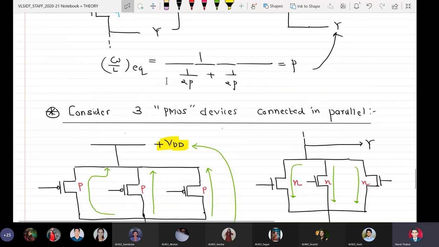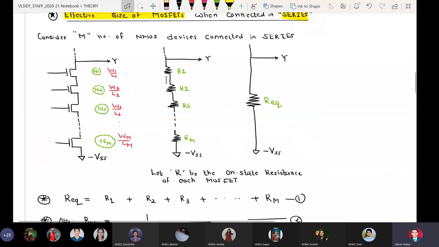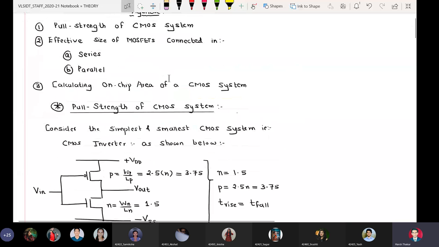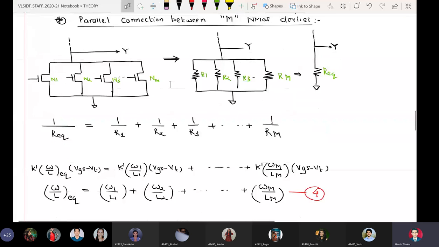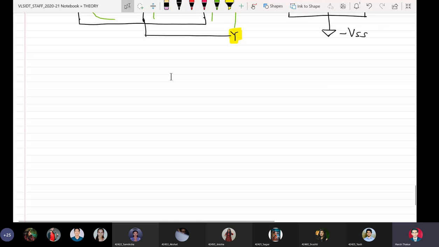So using these conclusions, we are in a position to now start to learn how to calculate the on-chip area of a CMOS system. Okay, it's very simple. So first we'll calculate the on-chip area of a 2-input NAND gate. Okay, just see how am I calculating it.